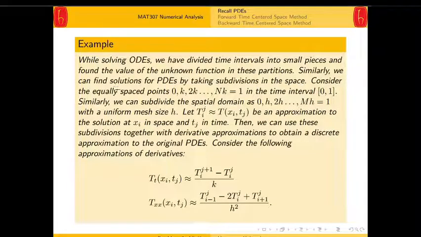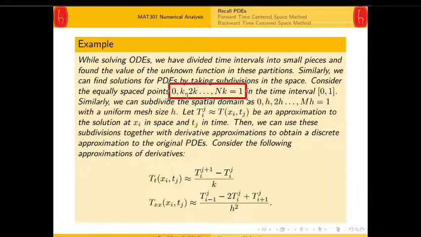Okay, consider the equally spaced points 0, k, 2k, and all the way up to nk equal to 1 in the time interval. So we are subdividing the time interval [0, 1] with these equally spaced points. Similarly, we can do the same for the spatial domain: 0, h, 2h, and so on, all the way up to 1 with a uniform mesh size h.